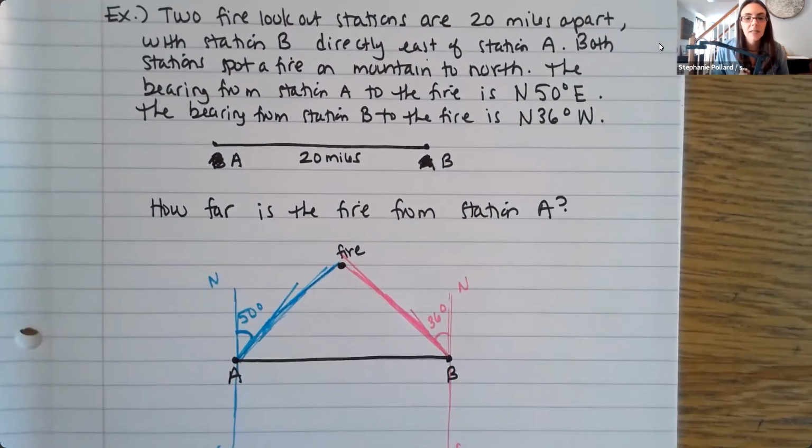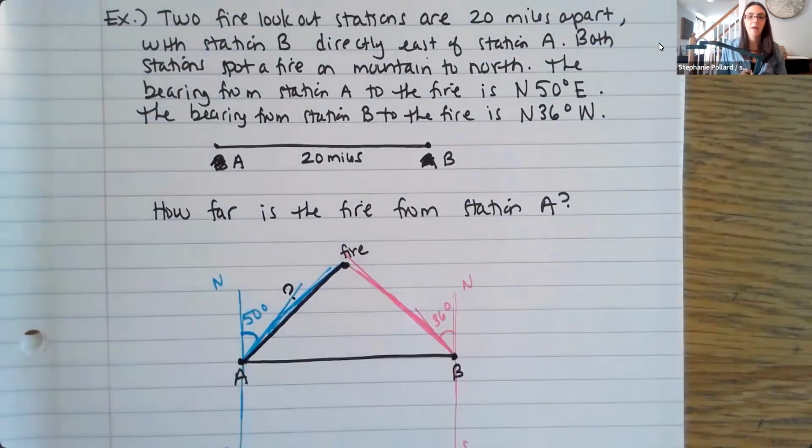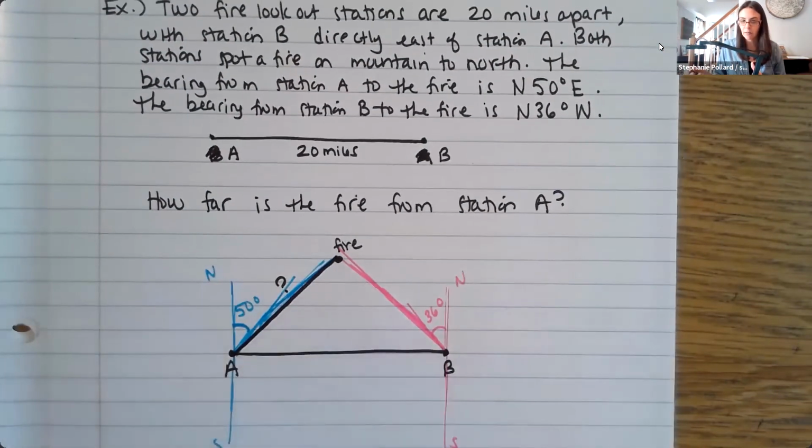We want to know how far is the fire from station A. So we actually want to know this distance right here. That's really our question, right? How far is it from station A? And if you can see here, I end up drawing a triangle. Now let's figure this out for a second.